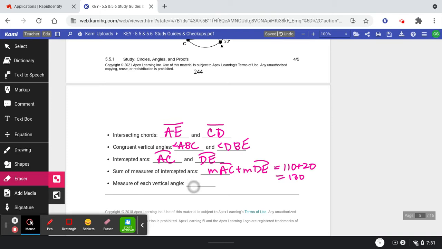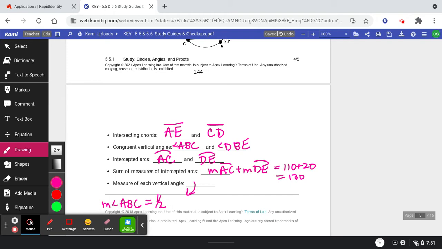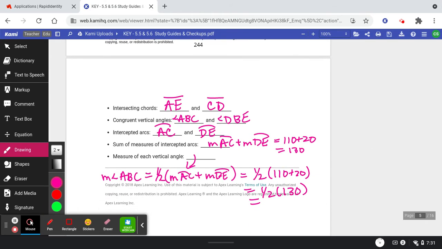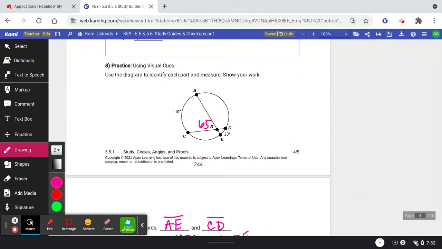So we're going to do this work down here because it doesn't fit on the line. We're going to say that the measure of angle ABC, one of the vertical angles, is equal to half of the measure of AC plus DE, those two arcs. And so like we said, it's going to be half of the 110 plus 20, or half of the 130. So each vertical angle is 65 degrees. Half of the 130 is 65 degrees. So this right here is 65, and this right here is 65.